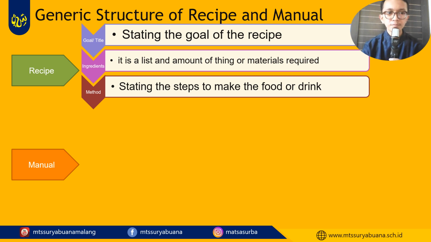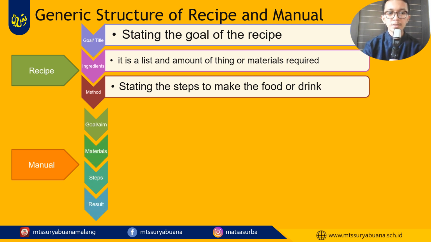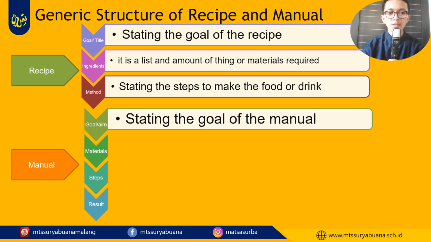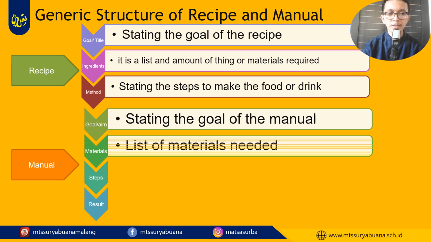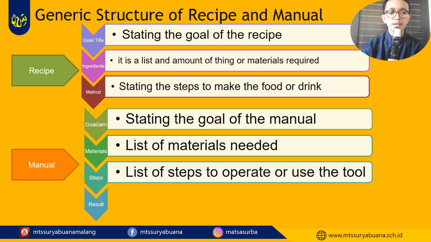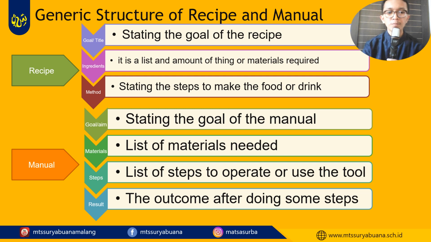And then the next one is about manual. Here the structure of manual: goal or aim, materials, steps, and results. I think this is the same as a recipe. Goal states the goal of the manual, and then materials is a list of materials needed, and then the steps, a list of steps to operate or use the tool, and about the result, it is the outcome after doing some steps.